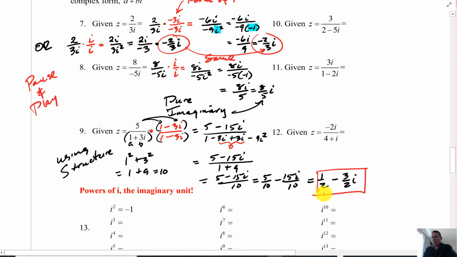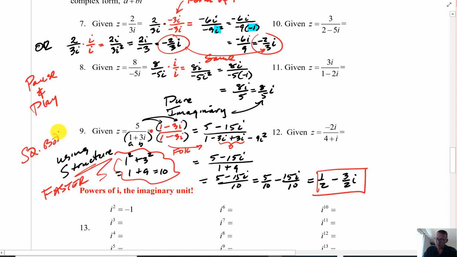So I showed you using FOIL first from here to here, but if you use structure, it's faster. Using structure is faster, but it's totally up to you. You could use FOIL and the distributive property every single time, but these middle terms will always cancel out, and you will always end up with a real number. So I just square both and add. Let me write it down again. Square both and add. That's the structure behind multiplying conjugates.